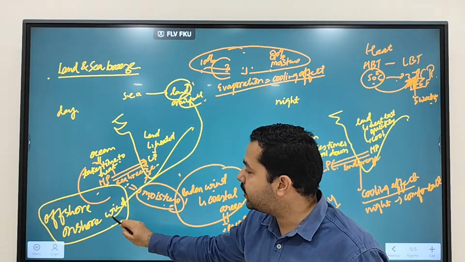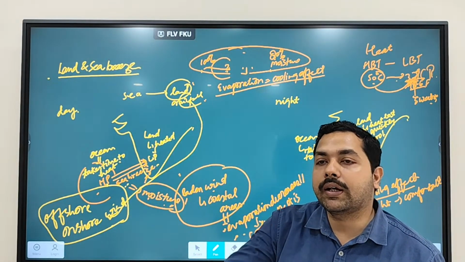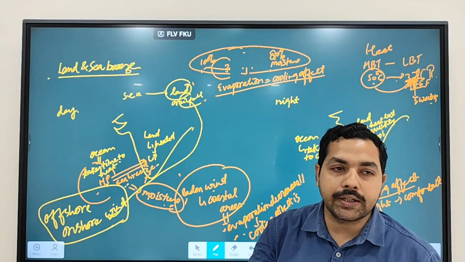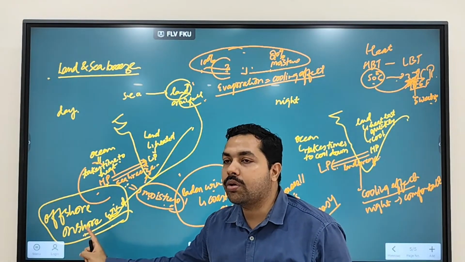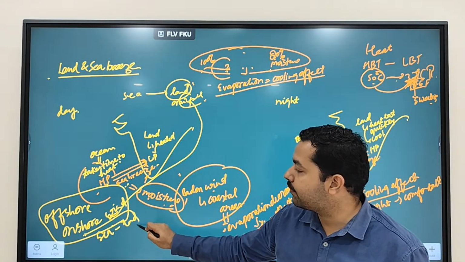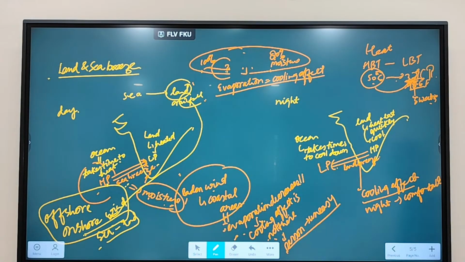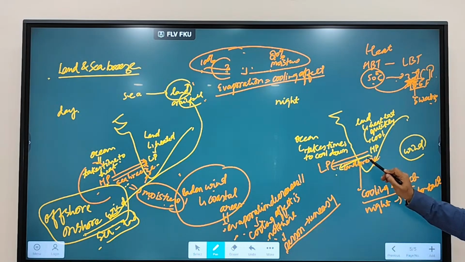Such types of winds are referred to as onshore wind. Wind that can create rainfall is called onshore wind, coming from sea to land. Wind that is coming from sea to land and can create rainfall is called onshore wind. Fine. And wind that moves from land towards sea will not cause rainfall, because on the land what will happen?